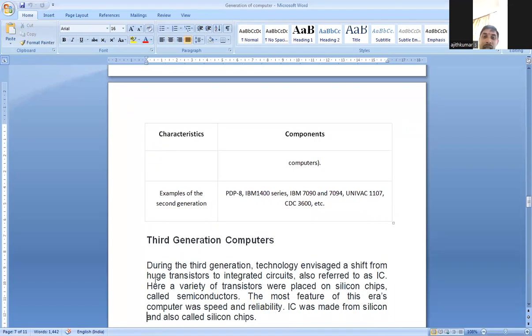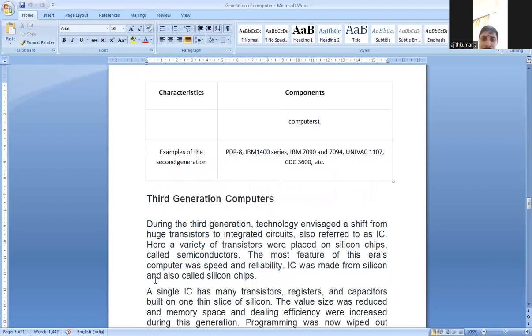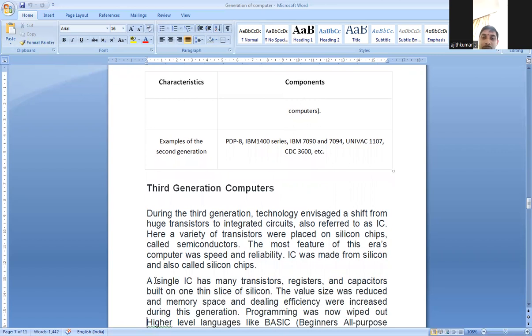Then next we see about third generation computer. During the third generation, technology shifted from huge transistors to integrated circuits, also referred to as IC. Here a variety of transistors were placed on silicon chips called semiconductor. The most important feature of this computer was speed and reliability. IC was made from silicon and also called silicon chips. A single IC has many transistors, resistors, and capacitors built on a slice of silicon. The size was reduced and memory space and efficiency were increased.